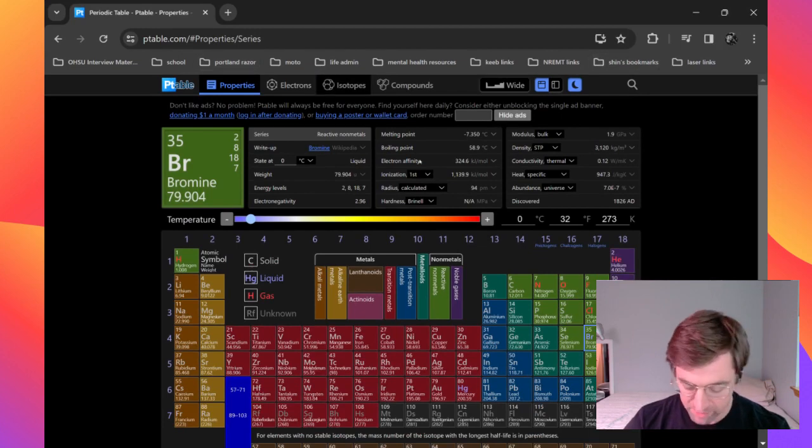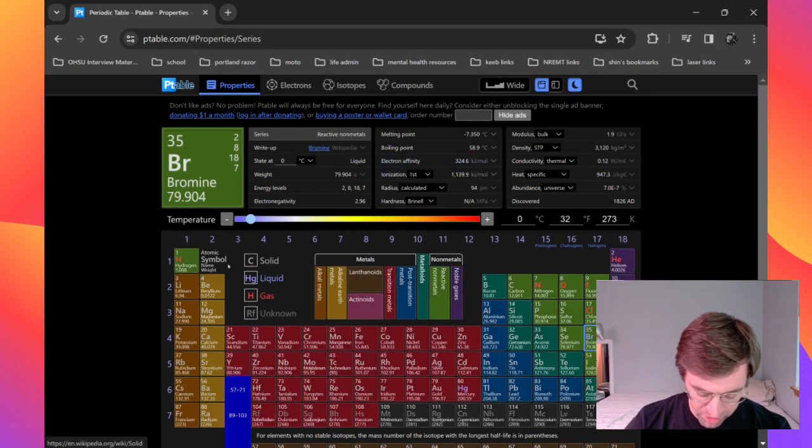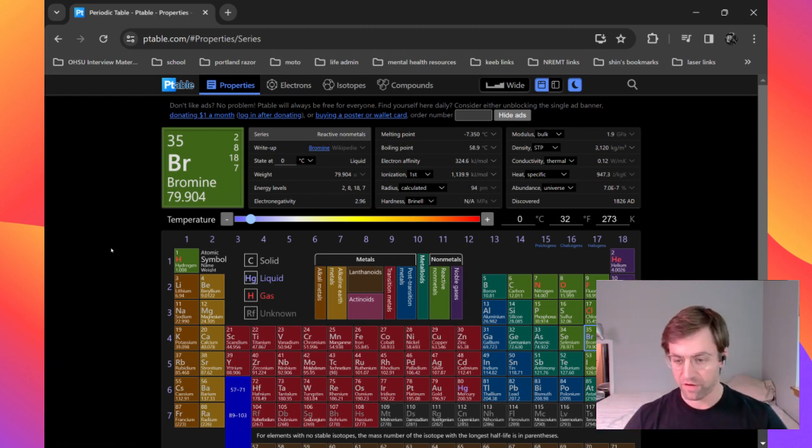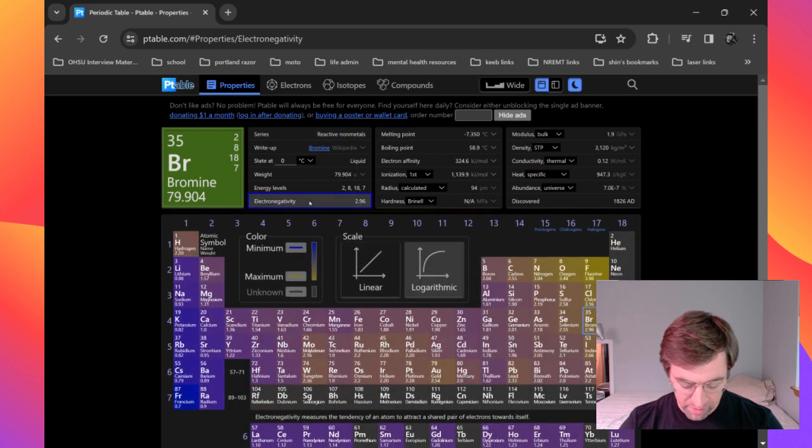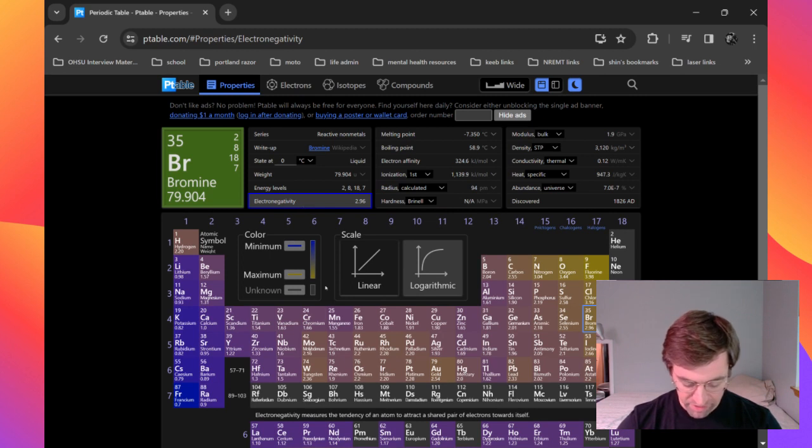This is ptable.com. In its default, the way that it loads, it's color coding based on series. With this section at the top, I want to make sure you can see my mouse scrolling, and it looks like you can. You can select, let's try electronegativity. When I click on electronegativity, it creates a color gradient on your periodic table, and it very conveniently gives you a key for what that gradient means. So more blue colors means minimal electronegativity, and more yellow means maximum electronegativity.